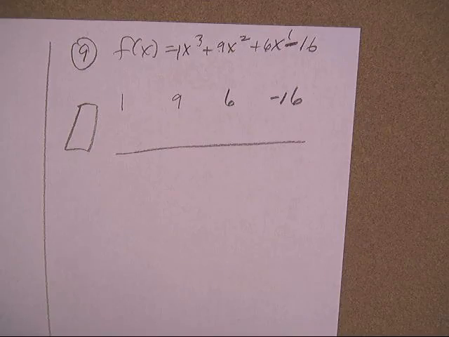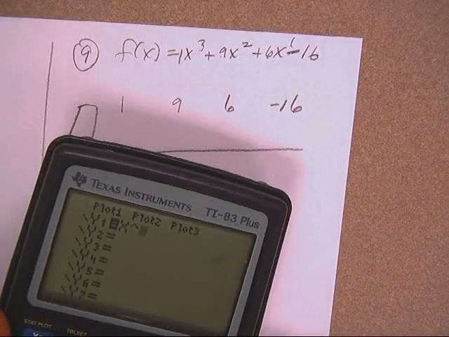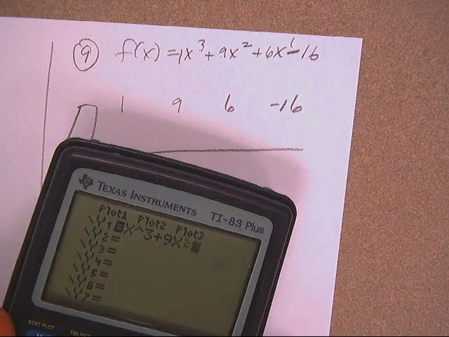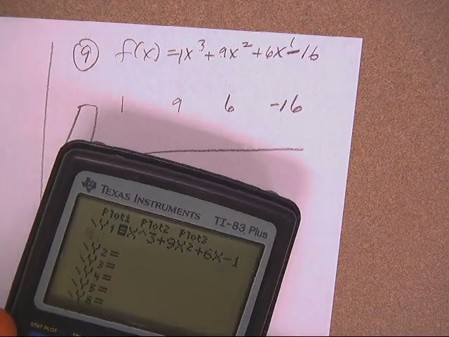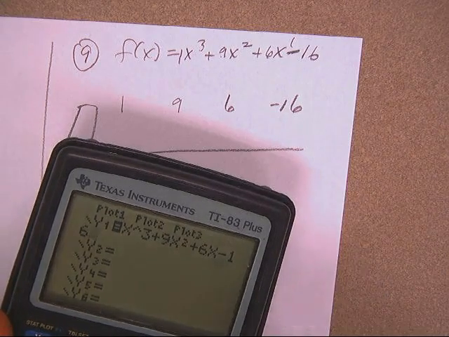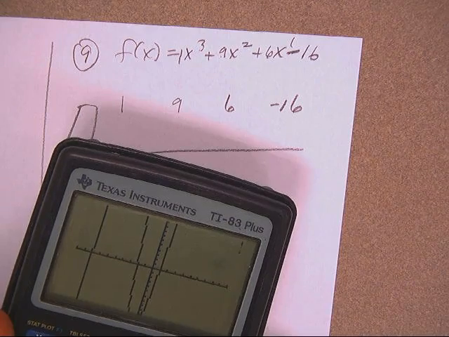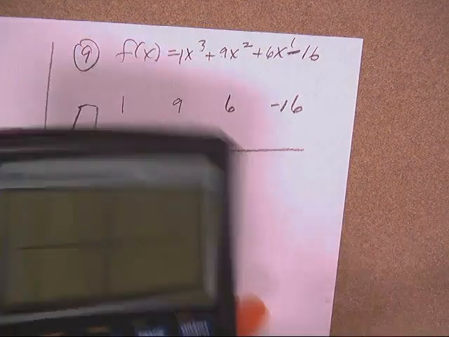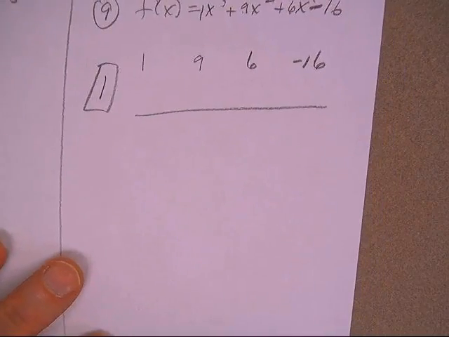So pick your calculator up and just enter it. And then hit graph. Positive 1 and negative 2, right? That's enough. So come over here and put positive 1 right there.